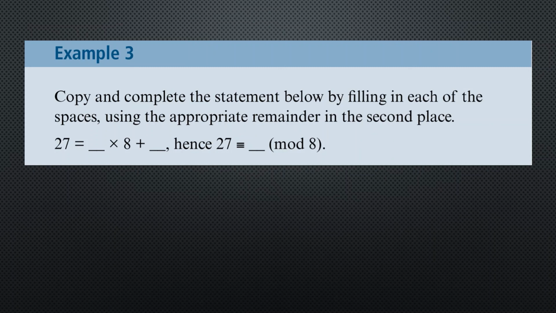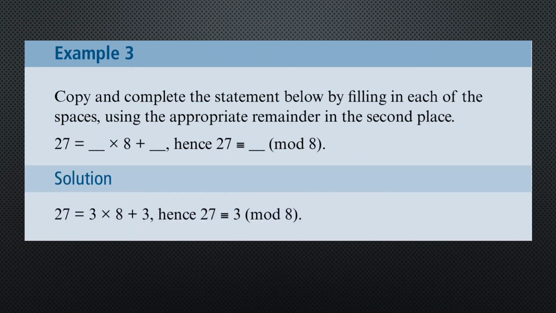4 8s are 32, that's too big. Let's try 3 8s. 3 8s are 24, which is smaller than 27, so 3 times 8 is 24. We need to add 3 more to get to 27. So 3 times 8 is 24, plus 3 is 27, which means that 27 is congruent to 3 mod 8.